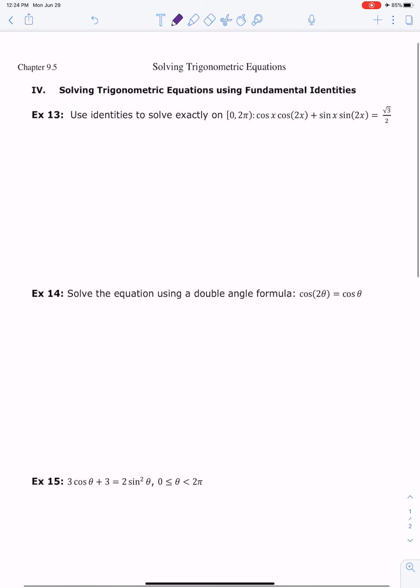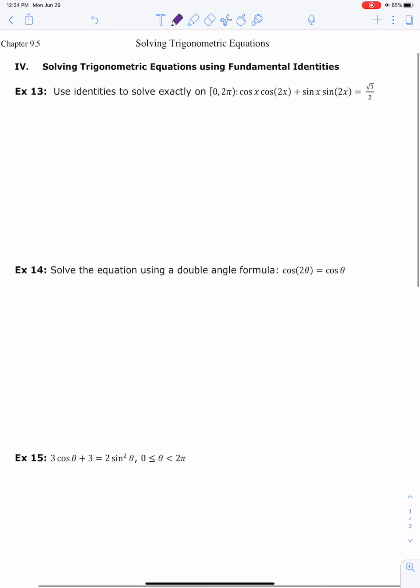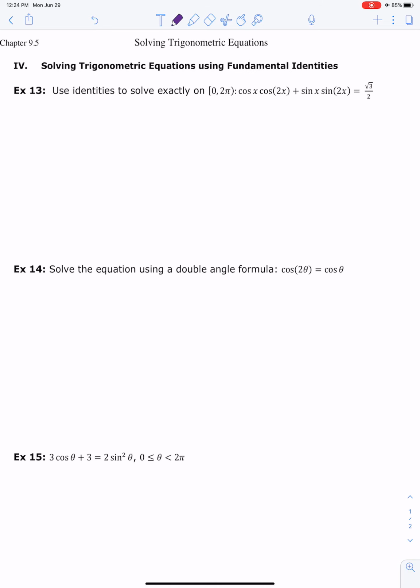This is chapter 9.5, solving trigonometric equations. We are on page 6 of the notes. And so now we're going to move on to something a little different. We want to solve these trigonometric equations using the identities we looked at last week.